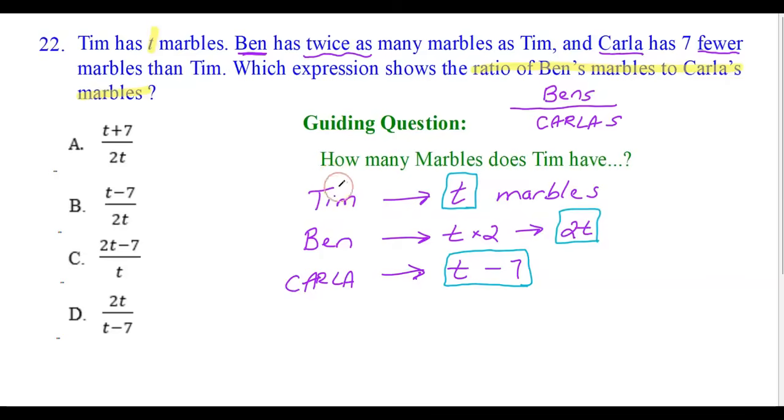Let's break this down. Tim has t marbles. Ben has 2t marbles. Carla has t minus 7 marbles. We want the ratio of Ben to Carla. So let's see. Ben is on top here, so his marbles are represented by 2t. Carla's down here at the bottom. She's represented by t minus 7. That's my answer. Which one does that match up with? Answer choice D.